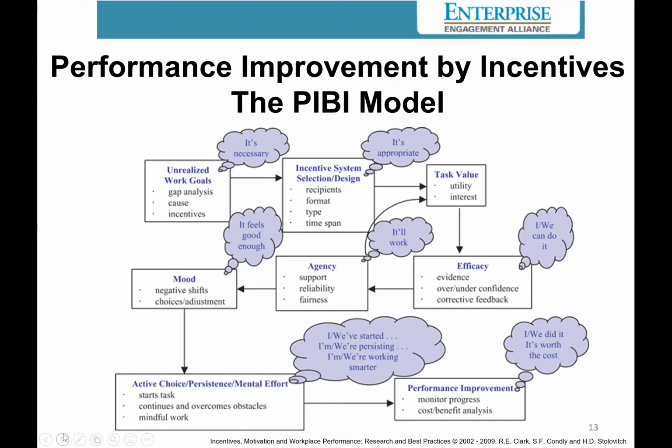Can people do it? Are they able to do it? And that's why it's just not an issue of incentives. I've got to be capable of doing it, and it's got to be based on evidence. And then agency: do they buy in? Do they buy into what you're trying to accomplish? And then you've really got to adjust and look at their mood. It's got to feel good. And you know what? When you feel bad, it shows. And then it's got to be a sense of active choice, persistence, mental effort.